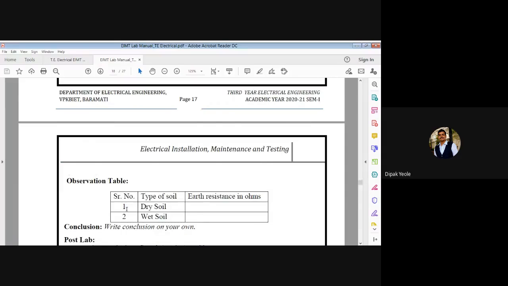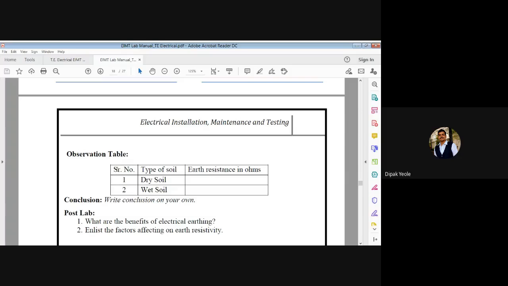And what is the observation table? The observation table is very simple. We need 3 columns. First is the serial number. We need the type of soil. We have to test the earth resistance for dry soil and wet soil. Obviously, if wet soil is not available, then we have to make it intentionally by pouring some water on the ground. Then we can make this a wet soil.